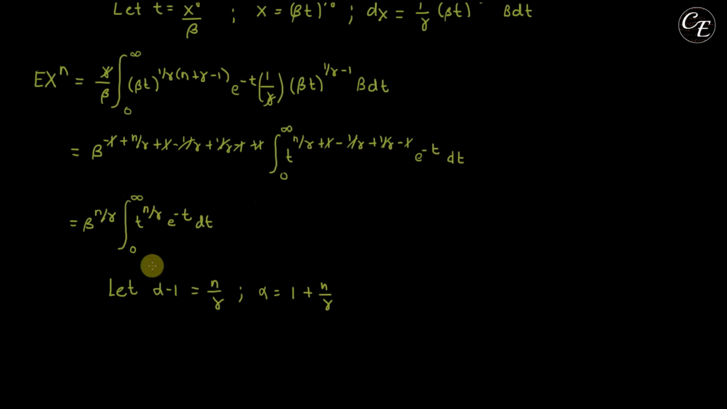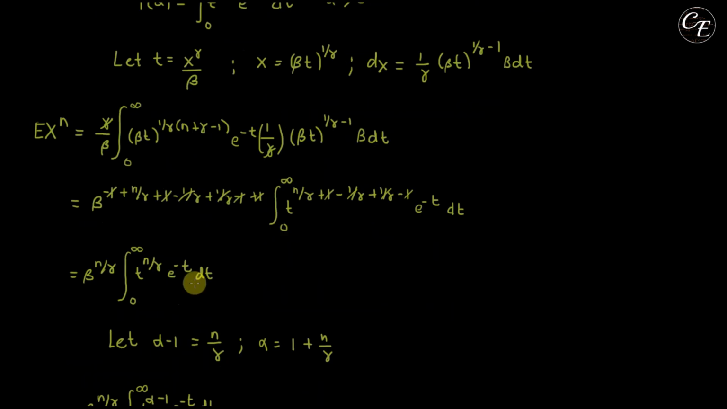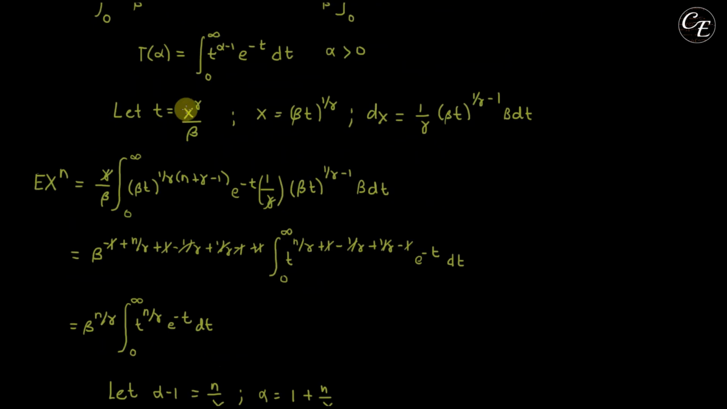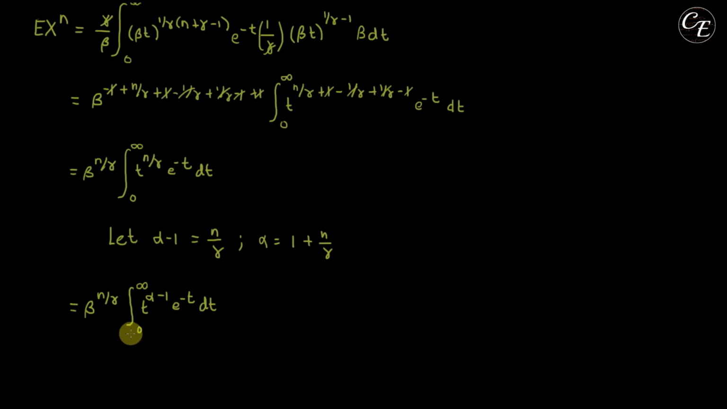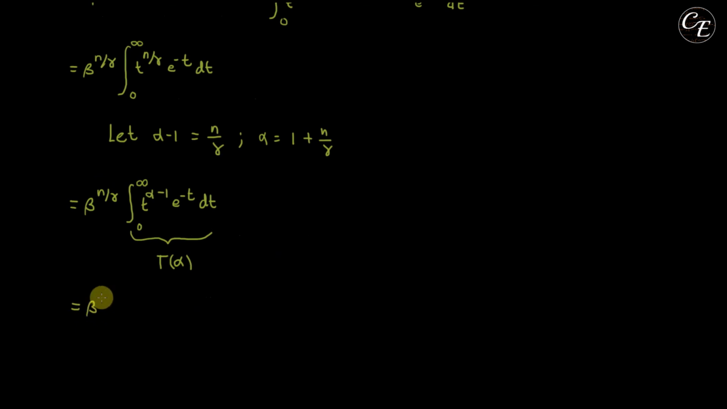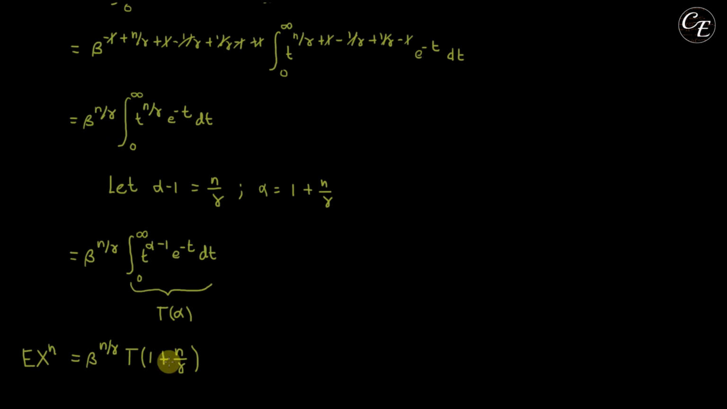So then let us use this in here. So we'll have beta raised to n over gamma, then integral of t raised to alpha minus 1 from here, then e raised to negative t dt from 0 to infinity. Then if we compare again this one with our gamma function, they are now the same. So we can replace this one by big gamma of alpha from here. Then we can use this in place of alpha in here. So we'll have beta raised to n over gamma from here times big gamma of this one, 1 plus n over gamma. So this is expectation of x raised to n from here. So now we have our moments for the Weibull distribution.